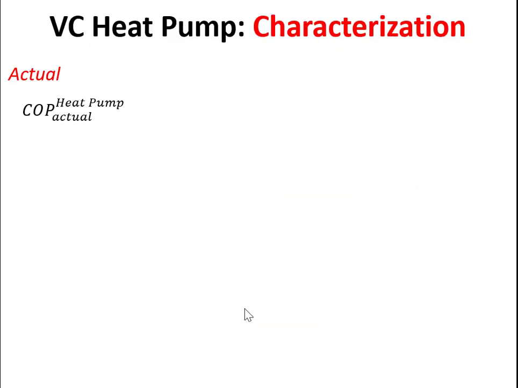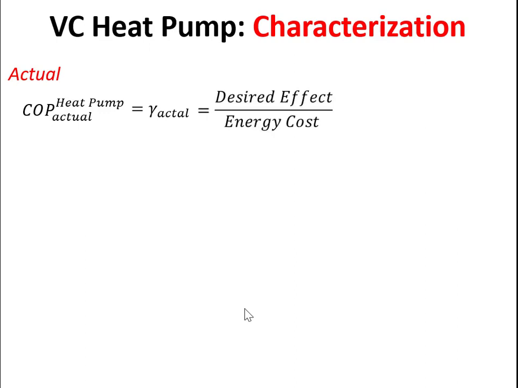So to characterize our vapor compression heat pump cycle, we look at a coefficient of performance, or COP. The Greek letter that we use for heat pumps is gamma, which is shown here. So this is our coefficient of performance. If we were doing a refrigeration cycle, we would use the Greek symbol beta. Like all of our characterizations, this will be the desired energy effect divided by the energy cost.